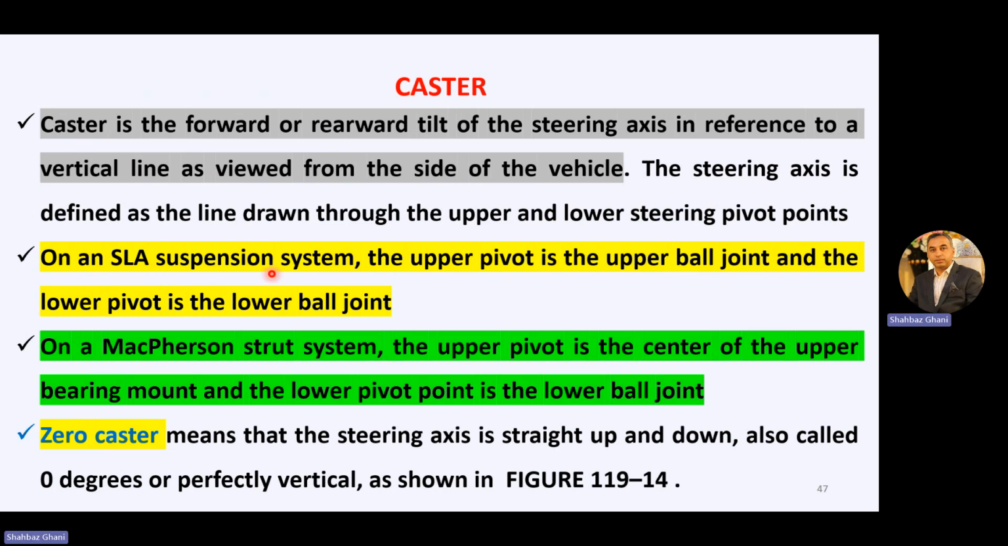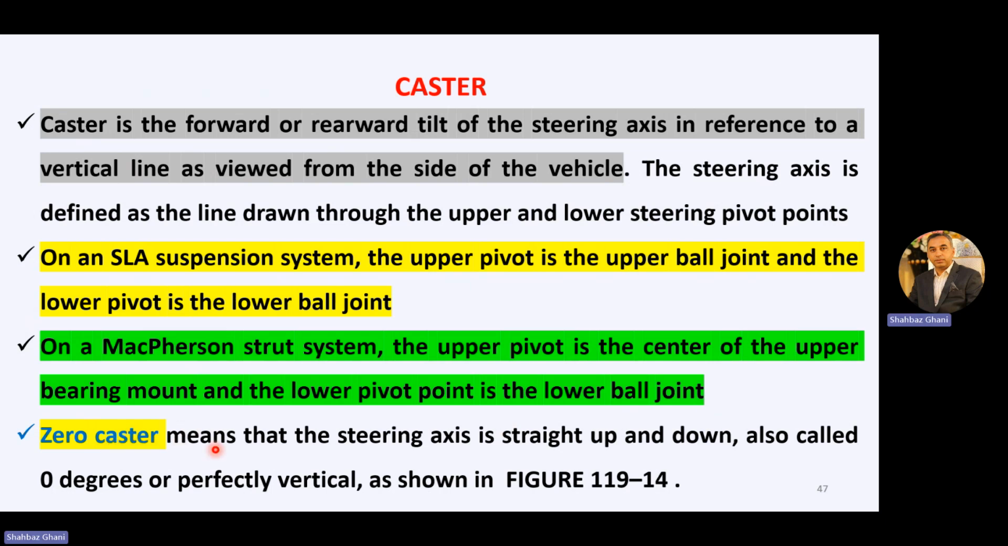On an SLA suspension system, the upper pivot is the upper ball joint and the lower pivot is the lower ball joint. On a McPherson strut system, the upper pivot is the center of the upper bearing mount and the lower pivot is the lower ball joint, because McPherson is different from the SLA suspension system.